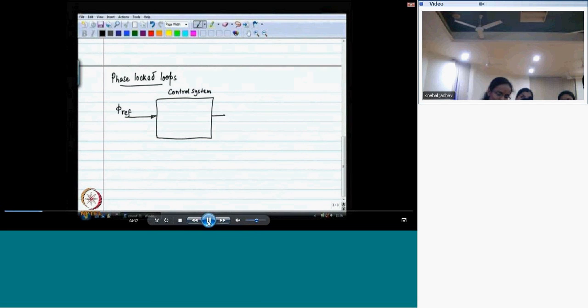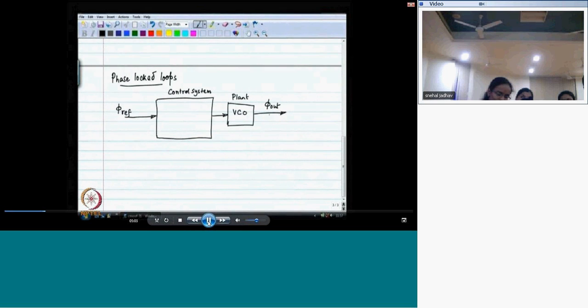VCO. The phase of the oscillation mimics the phase of the reference.